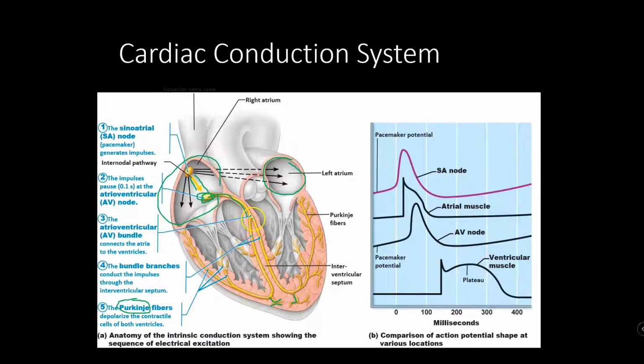Now, here's how I like to sort of say this. The fibers on the bundle and the bundle branches, they are insulated. They are not causing depolarization events. We are not actually making the ventricles contract as the impulse is traveling down those bundles. As we get to the Purkinje fibers, though, then we get to uninsulated fibers. And so then we start to actually make the ventricles depolarize.